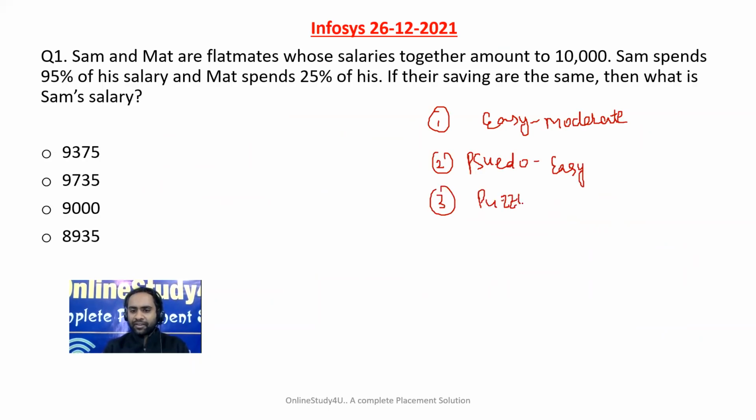Puzzles were a little tricky as always, and then we had verbal ability. I would say that it was moderate. So friends, this is your analysis, and I know you would have done your examination very well.